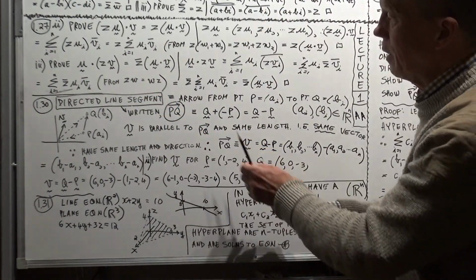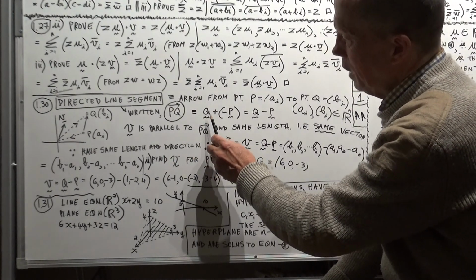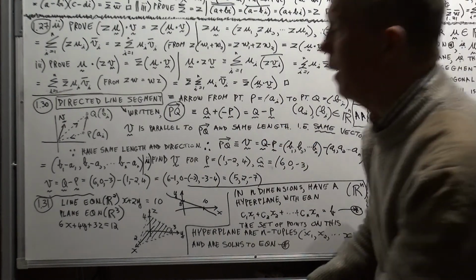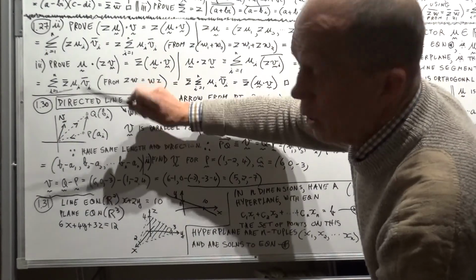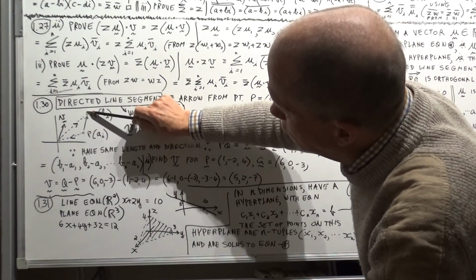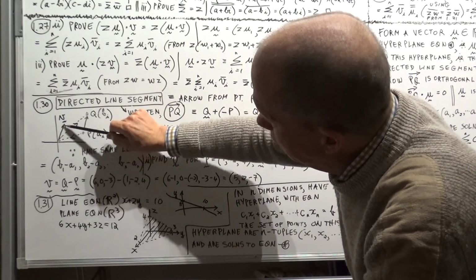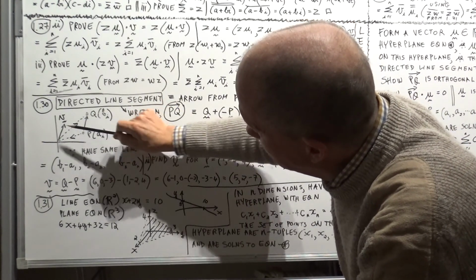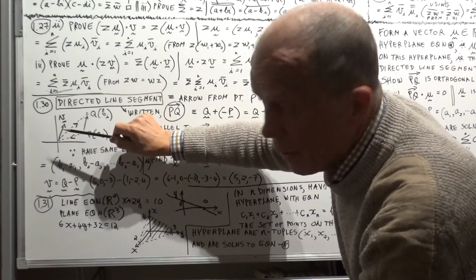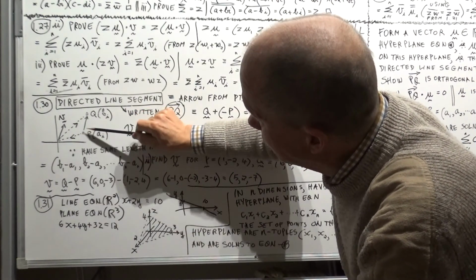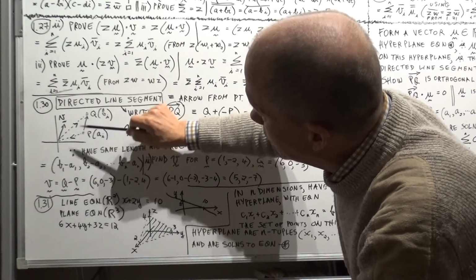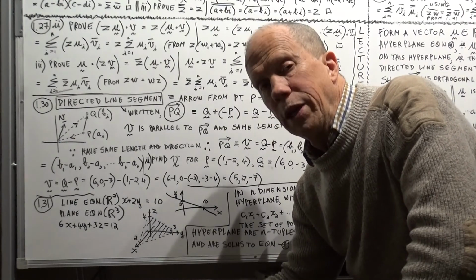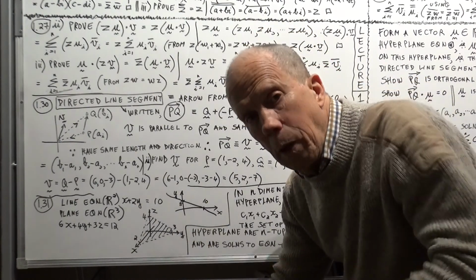So PQ you can define as vector Q minus P, right? Now, another fairly new idea. Question: this vector here, P to Q, and this vector V, V for vector, is parallel to PQ, and I've tried to make these look parallel, and it's the same length. So V is the same length as PQ. Question: they're both parallel and the same length, so are they the same vector?